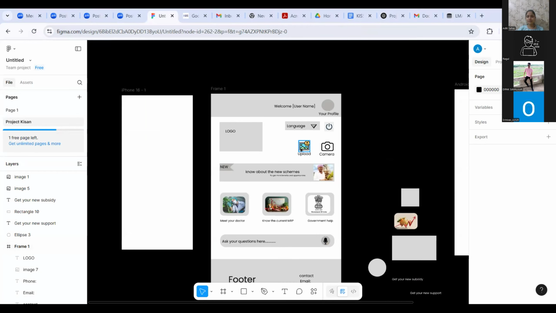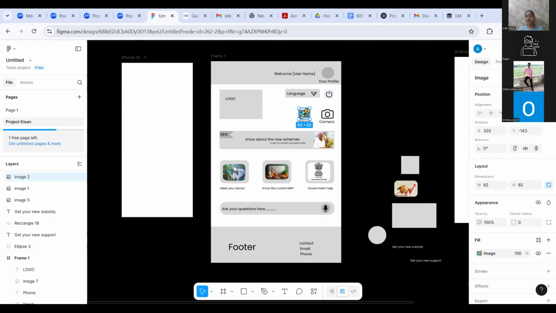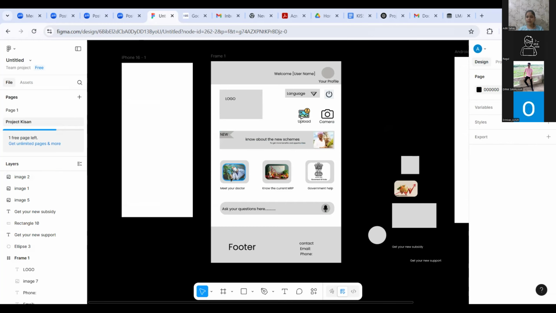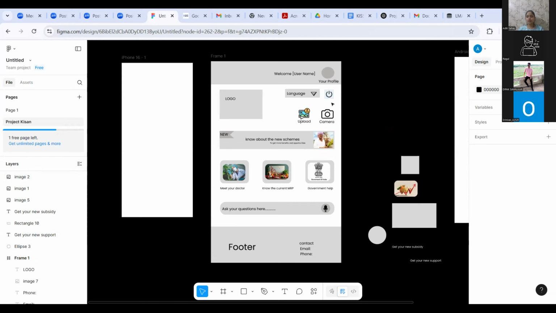Now I will show the wireframe we created. Avinash created it, and I made a mistake. I thought we'll keep upload and camera options here as well, but no, it should not be there because the Meet Your Doctor section would be there. Inside this, these options should be there. There need to be two options, camera as well as upload, but it should be inside Meet Your Doctor.